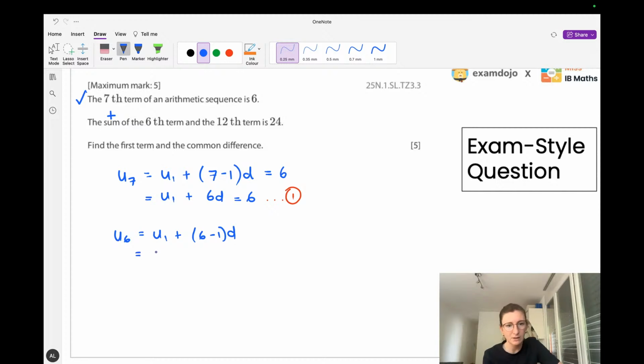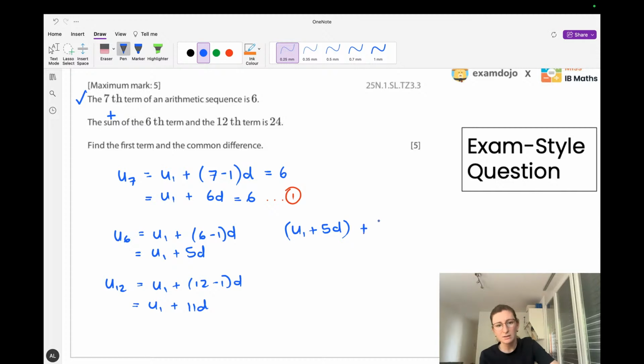So let's simplify that. We have u1 plus 5d. And then the 12th term, u12, is u1 plus 12 minus 1 d, so we can say u1 plus 11d. So there we have those two, and it says the sum of these two is equal to 24. So the sum of u1 plus 5d, put it in brackets so they're clear, plus u1 plus 11d is equal to 24. And that is our second equation.